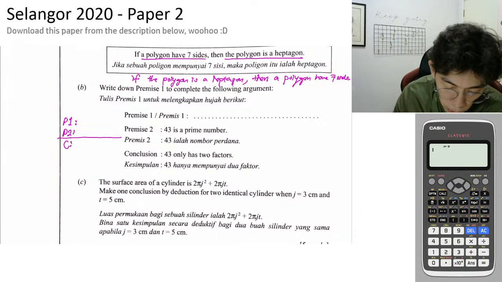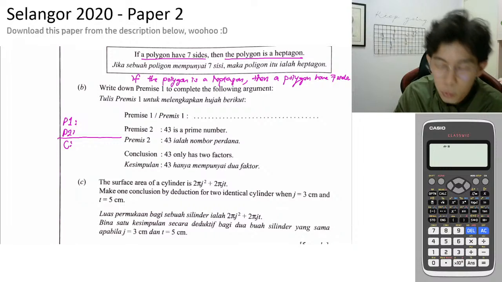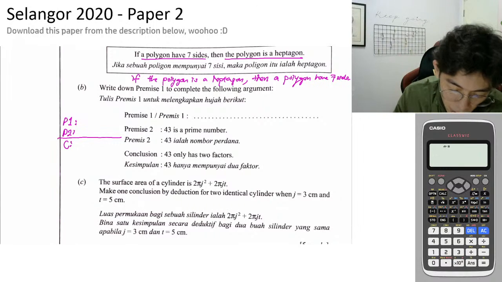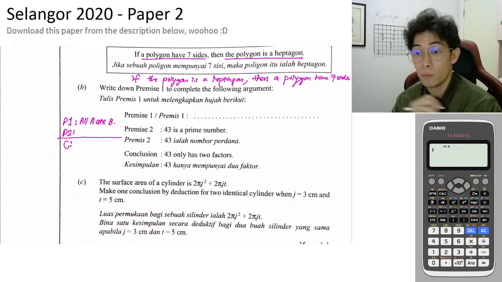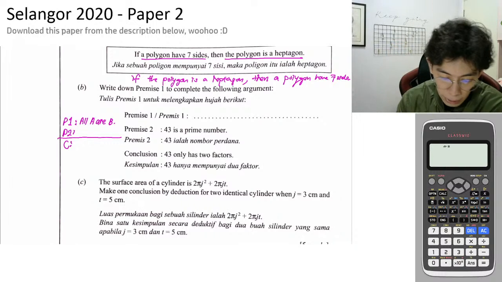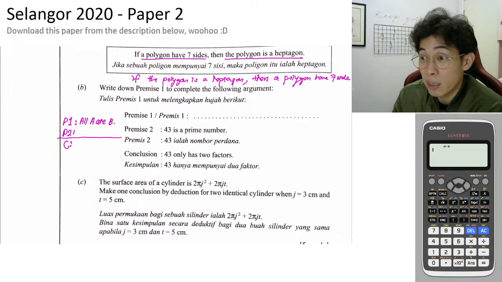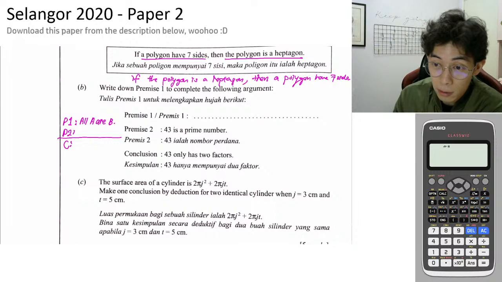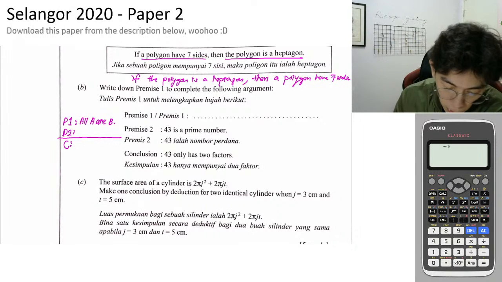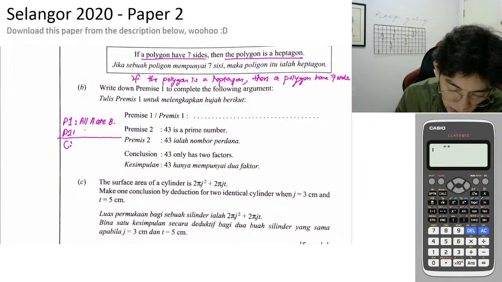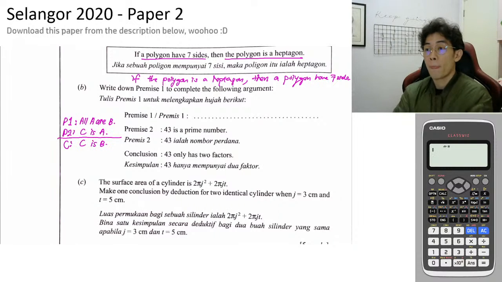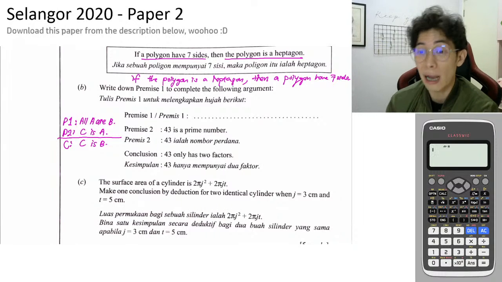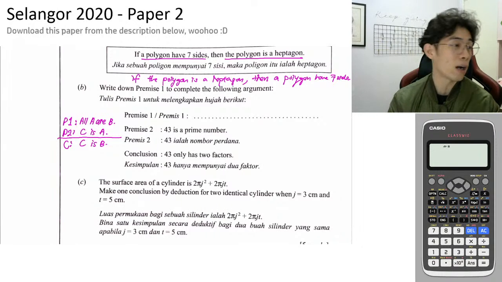Okay, I restart. All A are B. Full stop. All A are B. See this? It's a fixed format, guys. C is A, C is B. Write this down, everyone, this is a format. I didn't invent this thing, I didn't come up with the tricks.